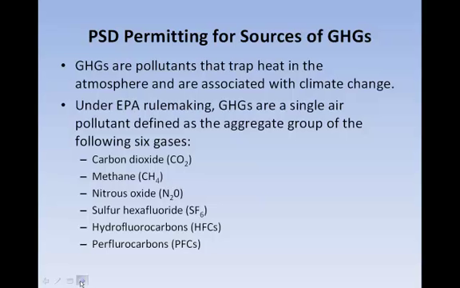Greenhouse gases are pollutants that trap heat in the atmosphere and are associated with climate change. Under the EPA's rulemaking, greenhouse gases are a single air pollutant defined as the aggregate group of the following 6 gases or classes of gases: carbon dioxide, methane, nitrous oxide, sulfur hexafluoride, hydrofluorocarbons, and perfluorocarbons.